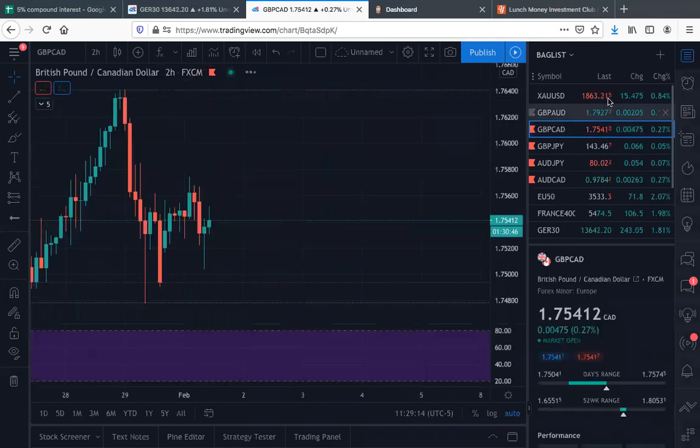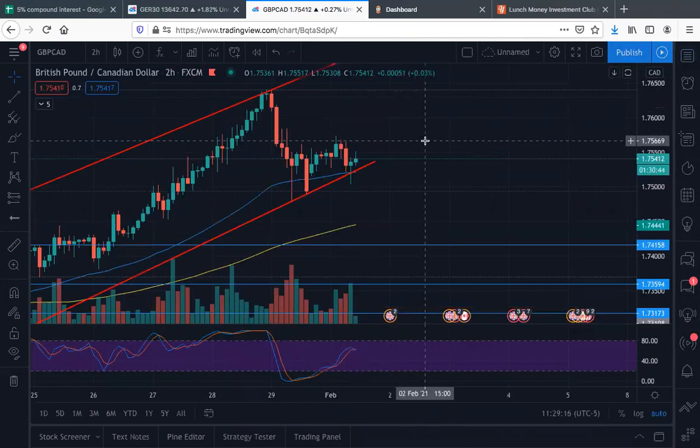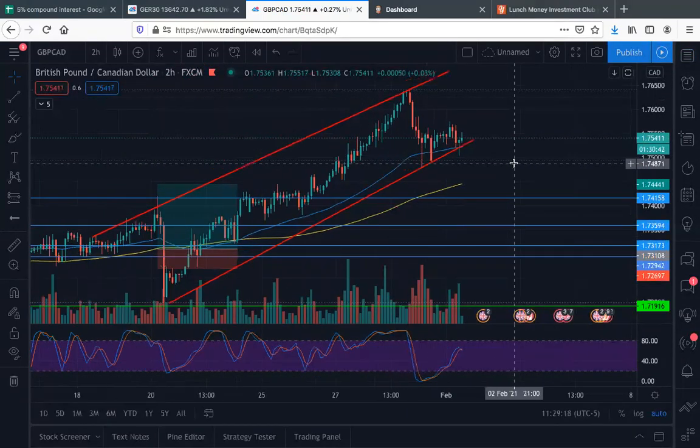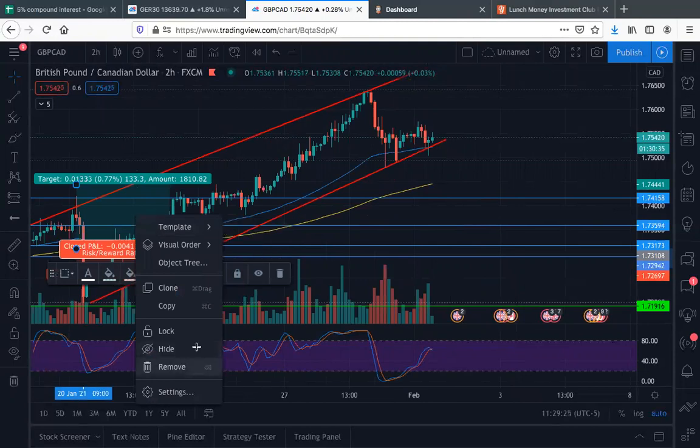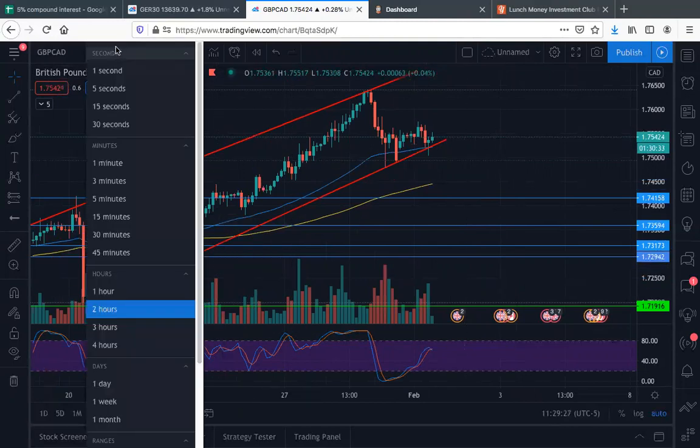Let's go to Gbp CAD. All right, we know, same thing, that these pairs, they tend to follow each other. All right, let's get that old idea out of there. All right, let's go to the monthly.